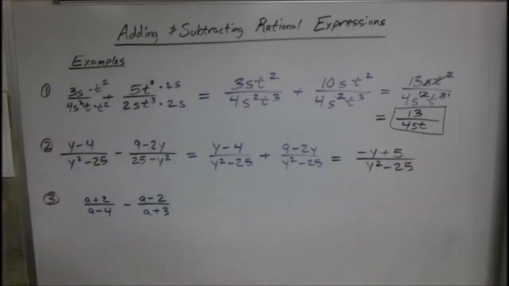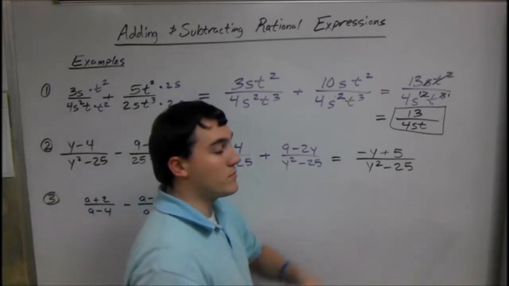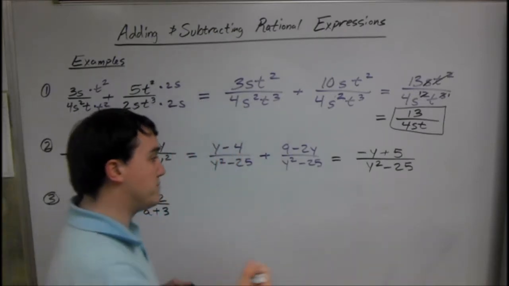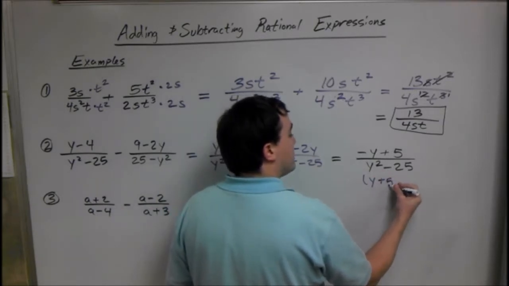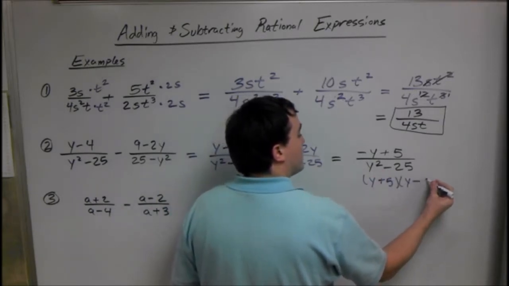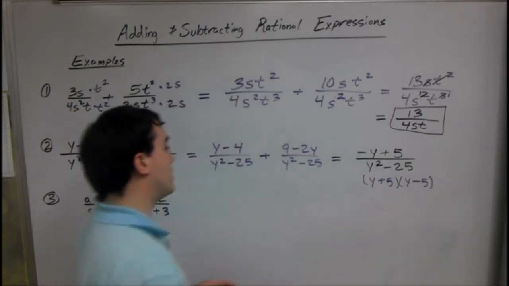But we're not quite done here, because we know we can factor y squared minus 25. Always factor if you can. This would turn into y plus 5, y minus 5, just from the difference of squares formula.